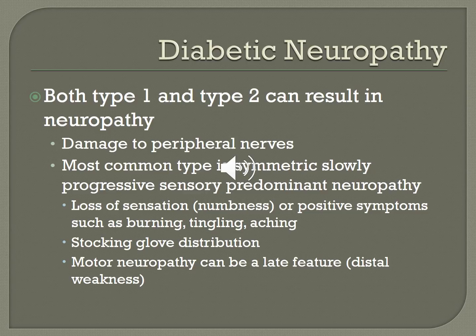Typically, this is in a stocking-glove distribution. So this is a length-dependent process. So the longest nerves are going to be the ones that are affected first, so the ones in the feet. And then as the disease progresses up the leg, then it'll start in the hands. So motor neuropathy can occur with diabetes. However, it's a later manifestation. When things are very, very bad, then they'll start to have some motor symptoms. So what you'll see is typically some toe weakness, and then they can eventually develop a foot drop if it goes long enough.